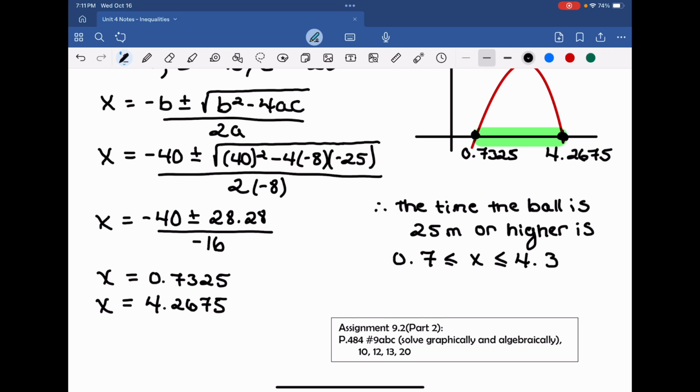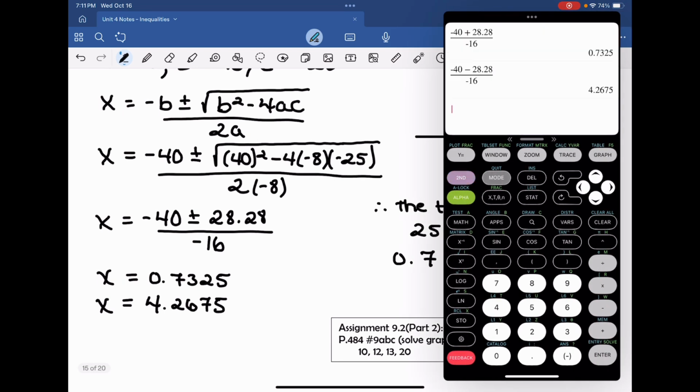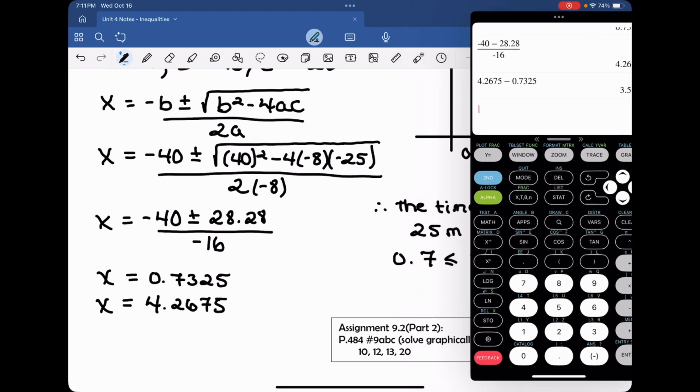What is the total time in the air? We're just going to subtract these two values from each other. So on the main menu, I'm going to take this value. I'm going to subtract my other value, which is 0.7325, and I get that the ball was in the air above 25 meters, or at least 25 meters in the air, for 3.5 seconds.